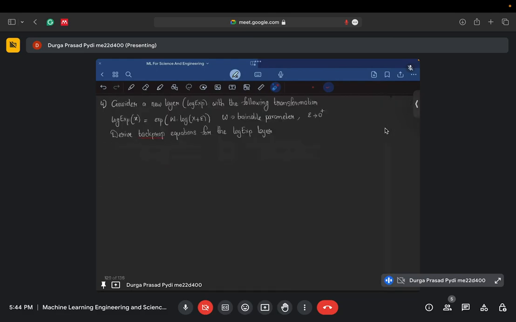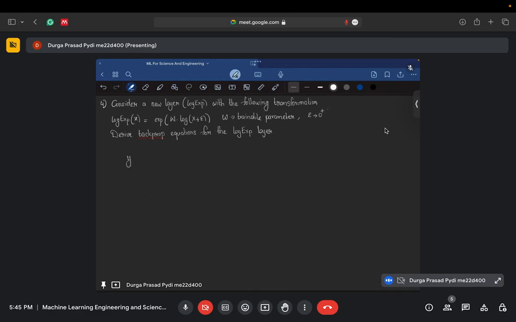Okay, so this is something we discussed during the beginning of the class. Let's say I'm defining a new kind of layer here. I'm giving it some name, log exponential or something. So this is the layer I am giving. If x is my input, when I pass through this particular layer, this is the kind of transformation I'm expecting. So if I want to do backprop for this, the layer equation is given.